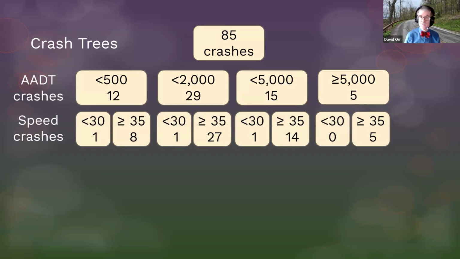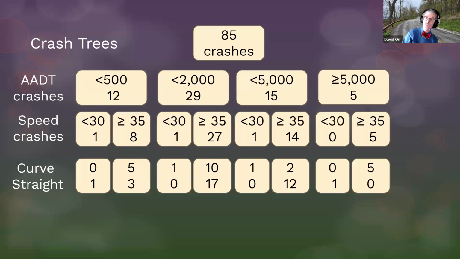Looked at the speed of the crashes. Was the speed limit, this is just speed limit in this case, was the speed limit less than 30? Or was it equal to or more than 35 miles an hour? Okay? And as you would expect, most of them were higher speed. Okay, you could have broken it down at 45 or 55. You could pick different levels for speed, and you're probably going to want to do that. And then was it on a curve or was it on a straight section of highway? And when you develop these crash trees, you can start looking for common crashes and then maybe even go back and see if they're overrepresented.